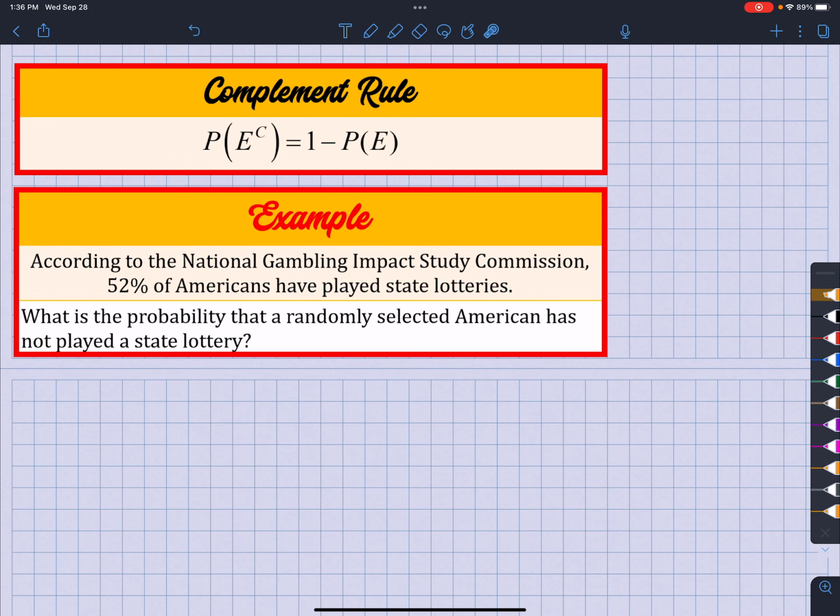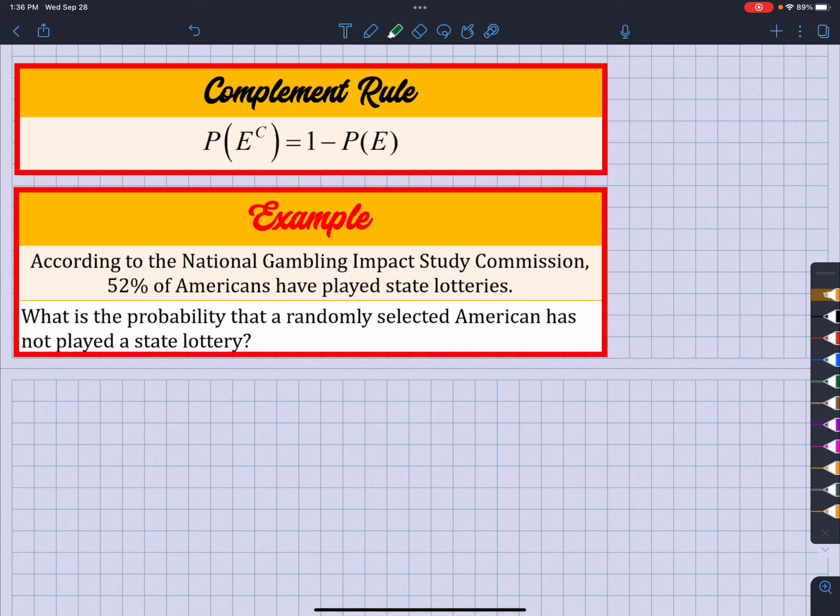Complement rule. The complement is just going to be 1 minus whatever the probability is. In other words, subtract it from 100%. So over here it says, according to the National Gambling Impact Study Commission, 52% of Americans have played the state lotteries. What is the probability that a randomly selected American has not?